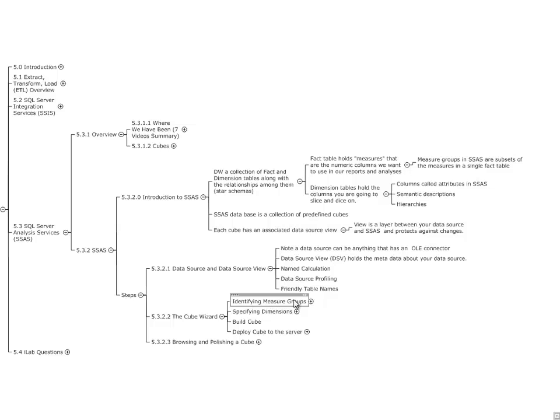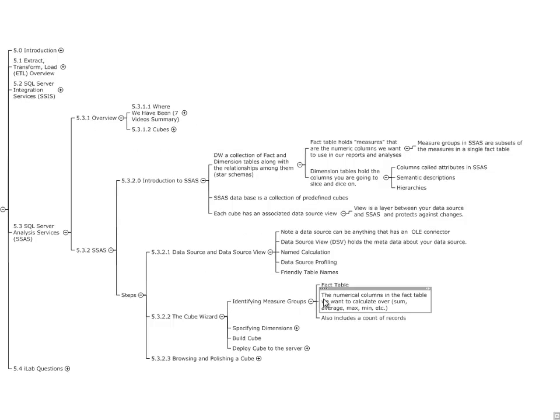We'll identify what are called measure groups in the cube. A measure group is usually, anyway, a fact table, and they're the columns in the fact table that are numerical and that we want to calculate over. In other words, we want to sum those columns, take the average of a column, take the maximum or the minimum values, things of that nature. That'll give us the measures in there. And also, when we identify measure groups and build the cube, it automatically includes a count of the number of records we have in that fact table.